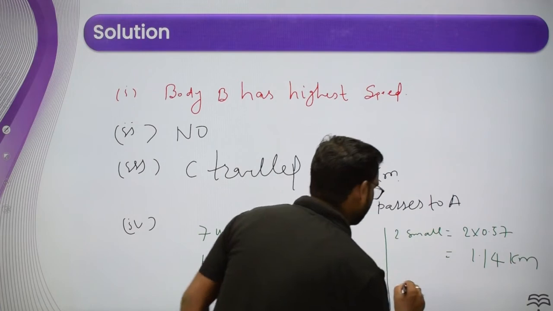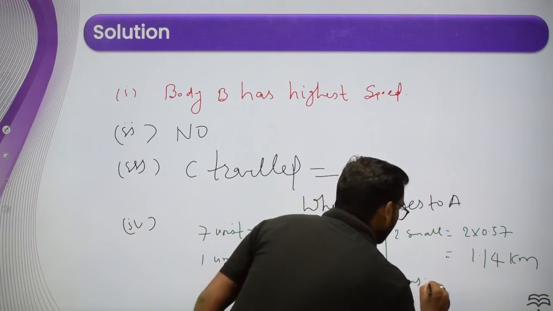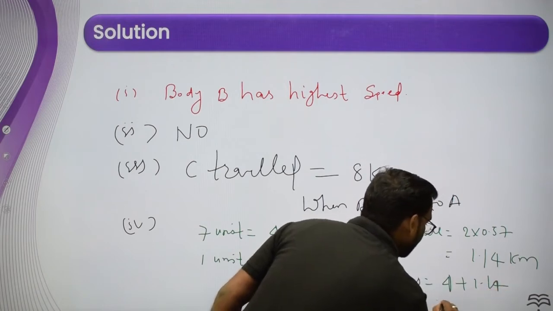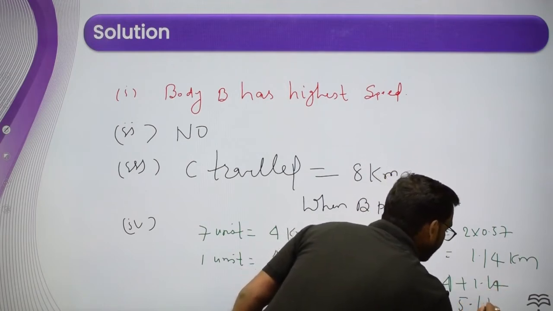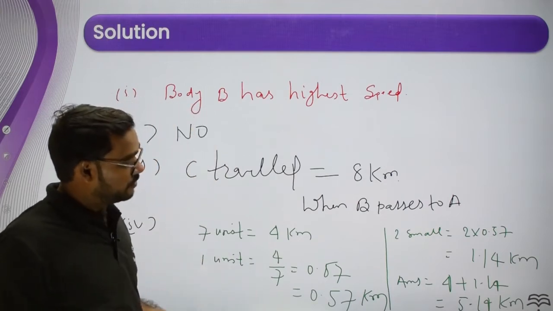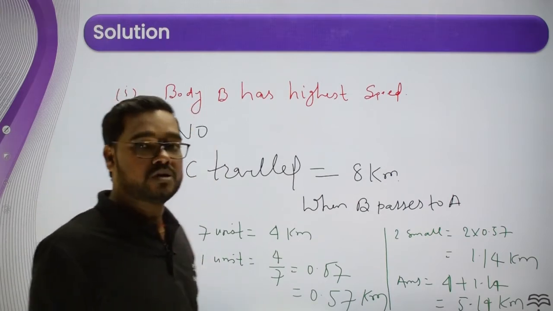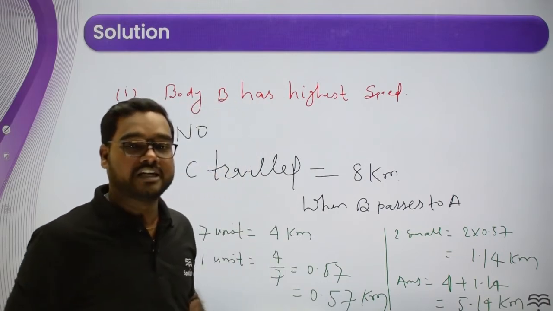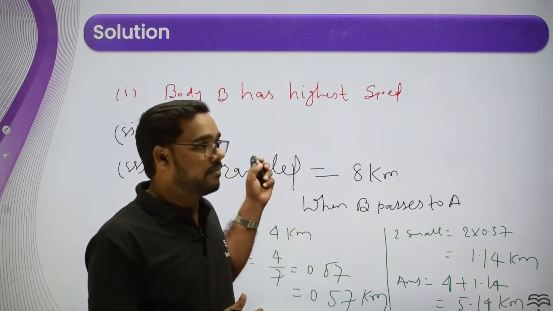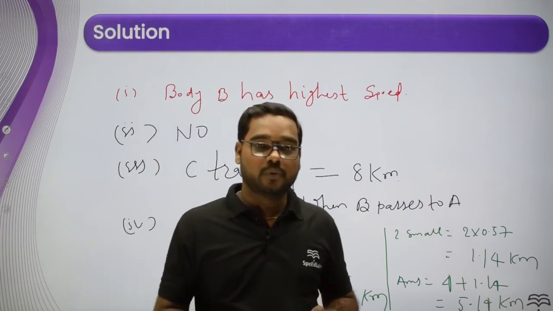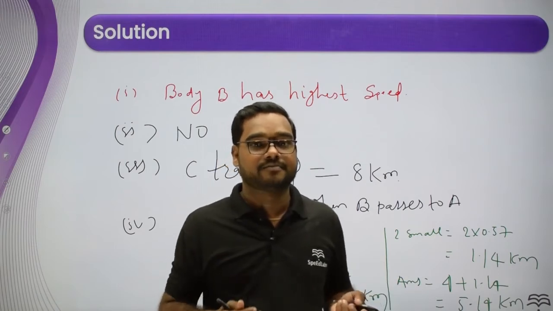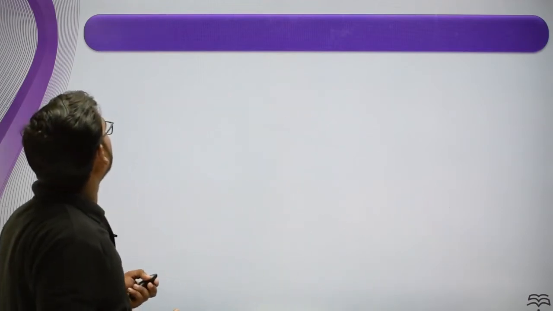So what is the answer? 4 we have already added to 1.14, you will get 5.14 kilometer. So B has traveled 5.14 kilometer when it passes C. Got it everyone? Is it clear to everyone? So based on the time graph, we have covered this type of questions. You will get such information from observing the graph. Okay, so move to the next point.